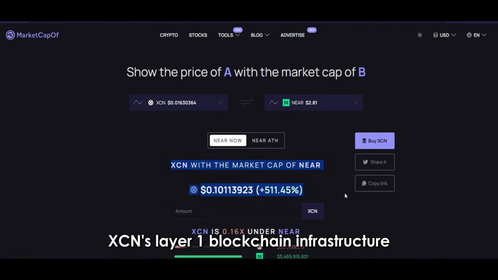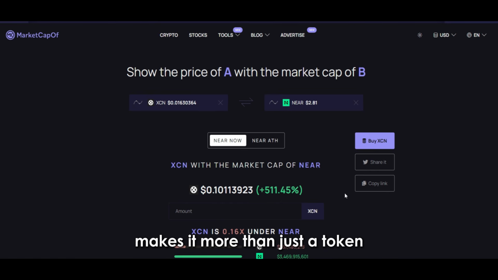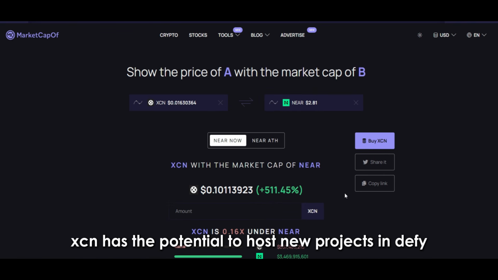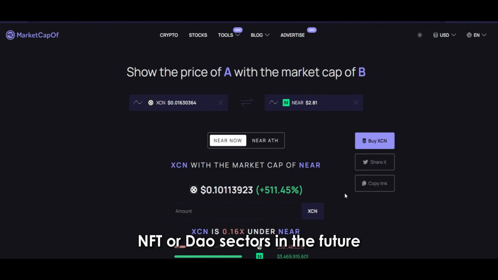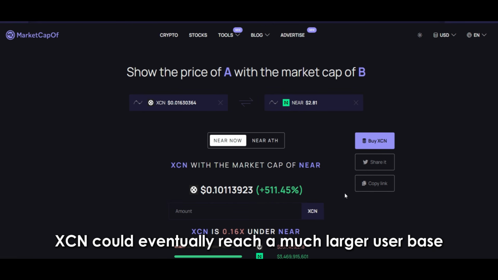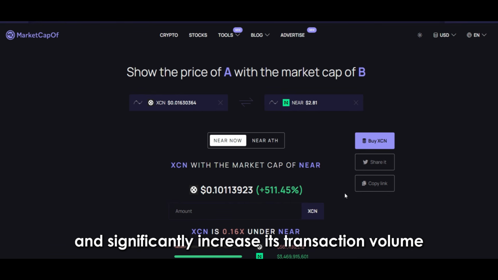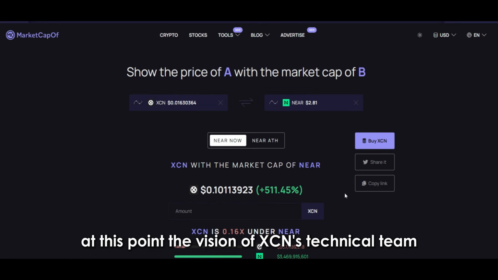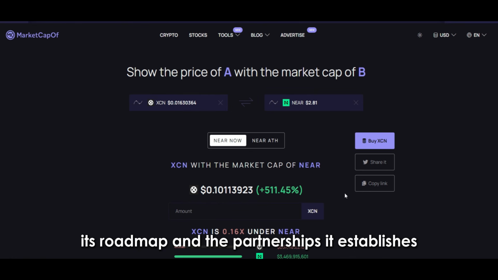XCN's Layer 1 blockchain infrastructure makes it more than just a token. It is also a platform where different types of applications can be built. This means XCN has the potential to host new projects in DeFi, NFT, or DAO sectors in the future. If this potential is utilized correctly, XCN could eventually reach a much larger user base and significantly increase its transaction volume. At this point, the vision of XCN's technical team, its roadmap, and the partnerships it establishes will play a critical role.